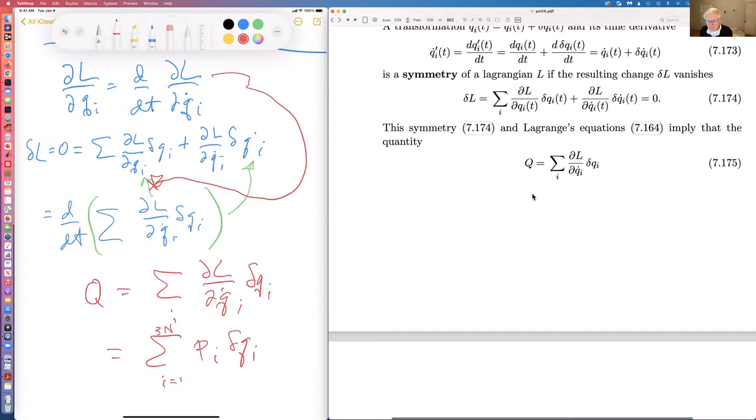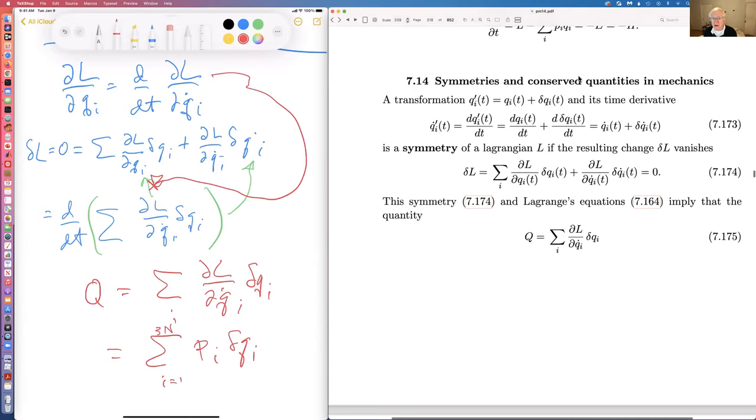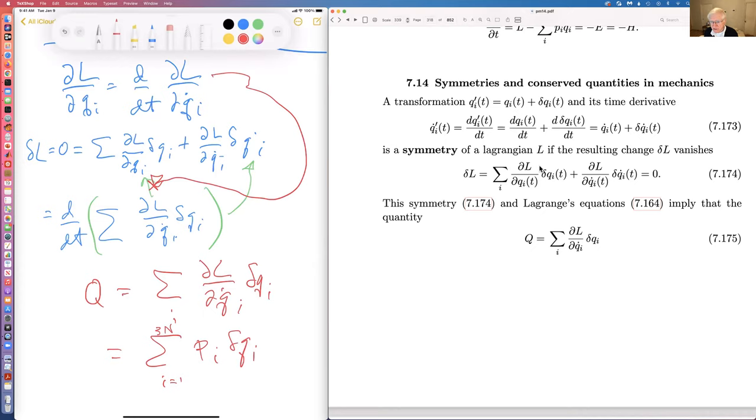And this is conserved. Here's the detailed demonstration, because d/dt of this is d/dt of the first term plus the second term. The first term, with Lagrange's equations, gives you that. The second term is exactly that. And this vanishes by assumption. It doesn't in general vanish. It vanishes because we're saying that this particular change in the Qi's and the Qi dots leaves the Lagrangian exactly invariant.